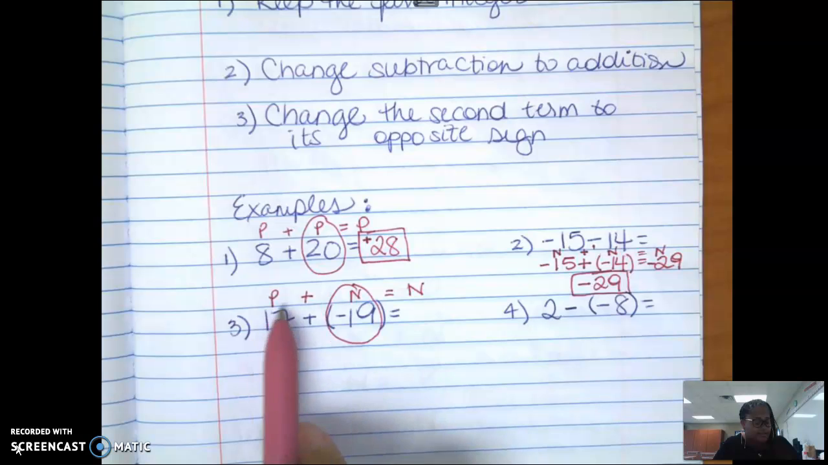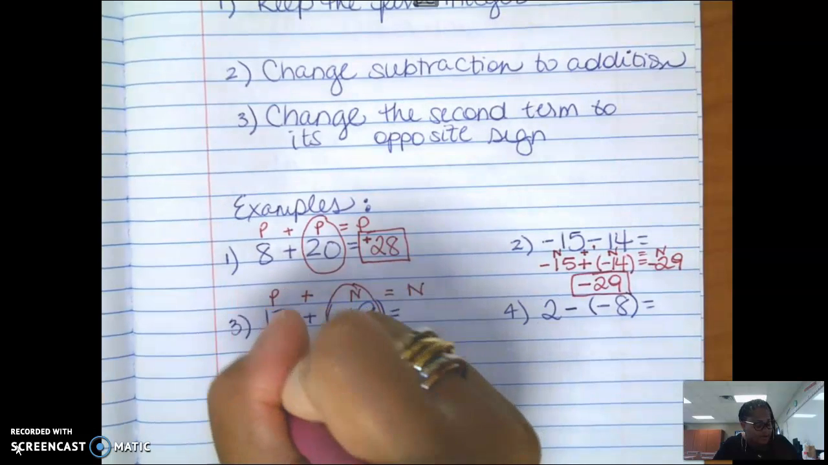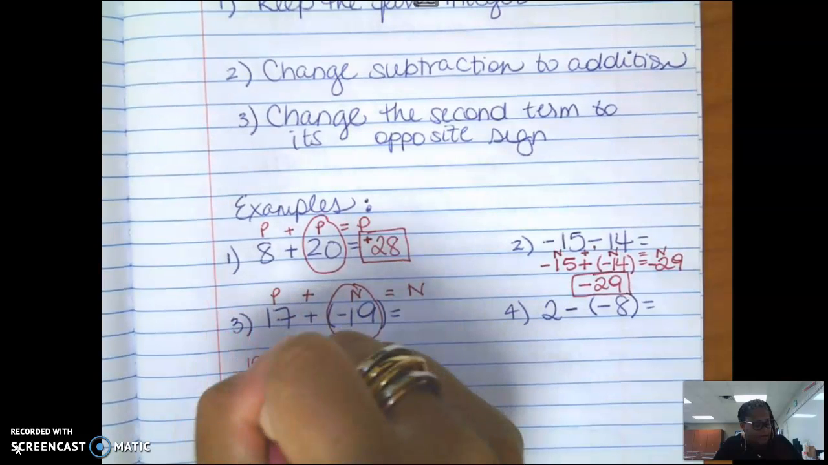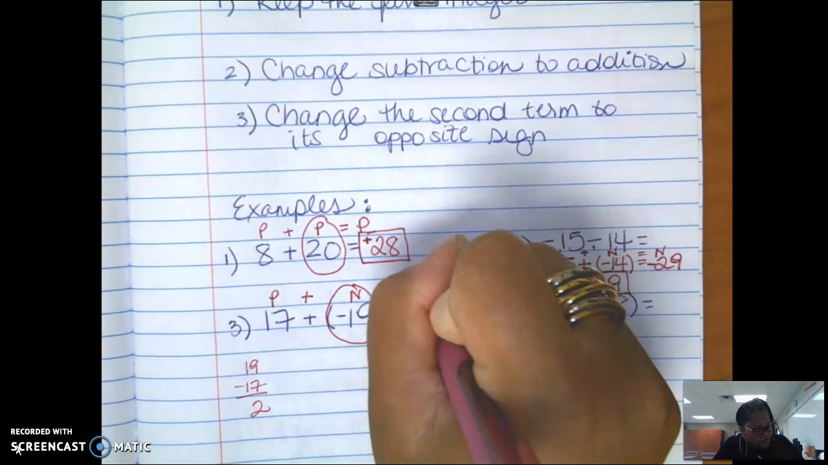And since they have different signs, I'm going to subtract the 2. So 19 minus 17 equals 2, and it's got to be negative. So negative 2 is my answer here.